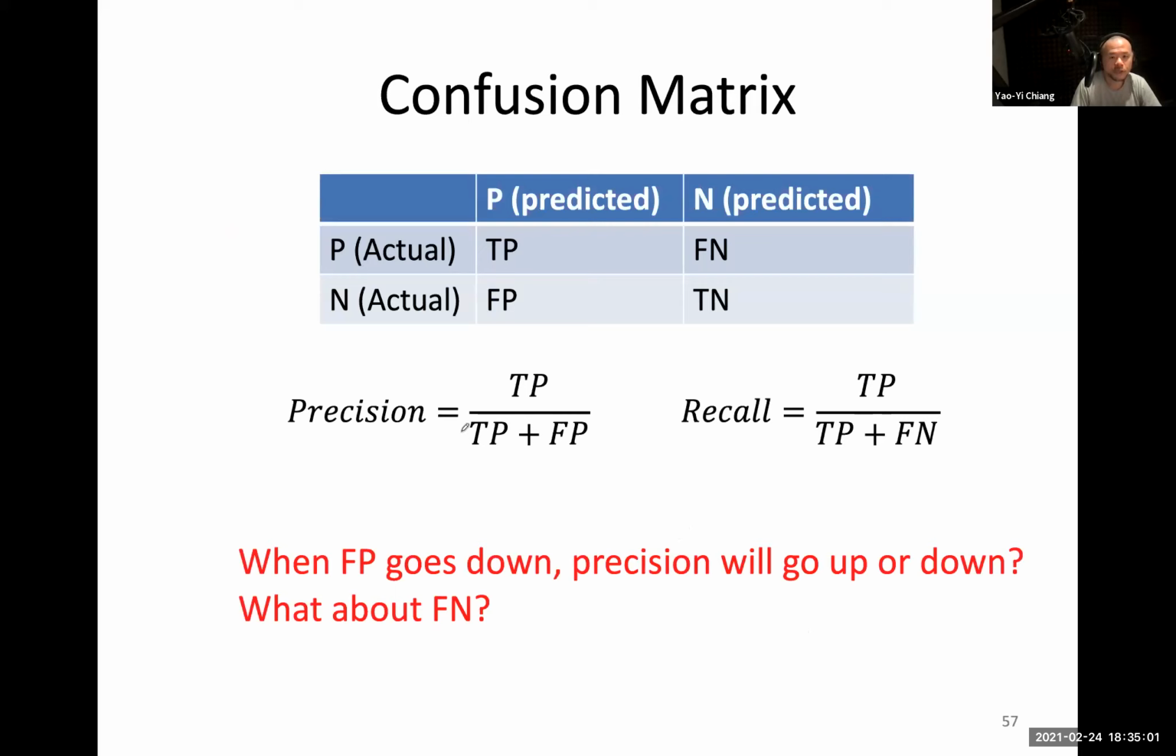When your false positives go down, will your precision go up or down? This one goes down, your precision will go up, right? It does not affect your recall. For your false negatives, when it goes down, the recall goes up, but does not really affect your precision. So why do we care about these values?